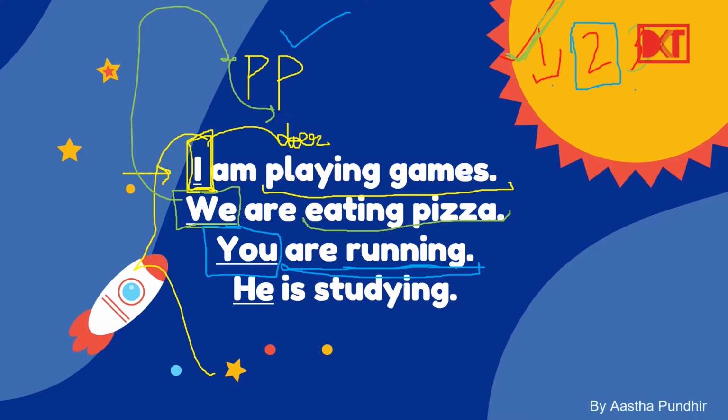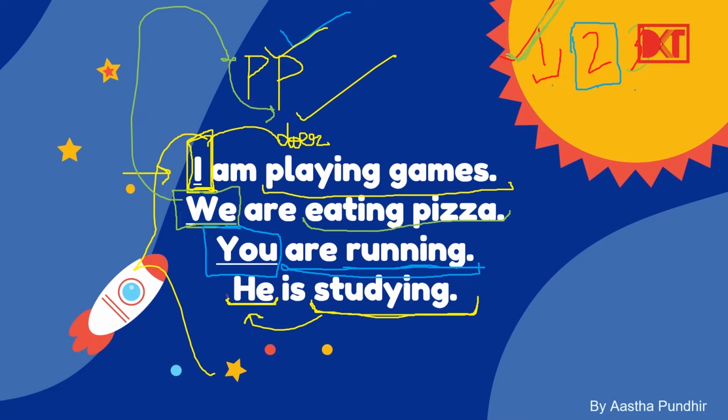Next we move on to the last example. This one says, he is studying. So what is the action taking place here? The action is studying. And who is studying? The doer is he. So this becomes the personal pronoun since he is the doer.